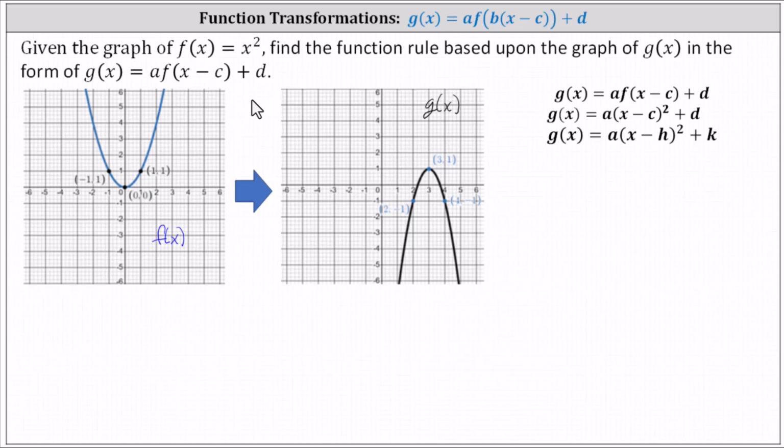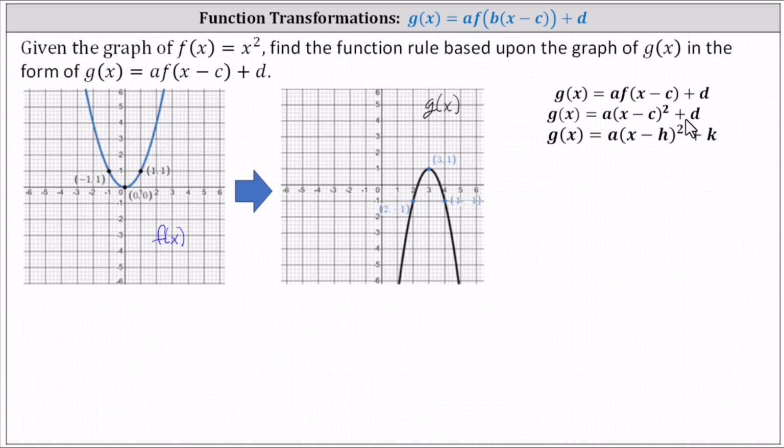Recall, if g of x is a transformation of f of x, we can write g of x in the form of a times f of the product of b and the quantity x minus c plus d, but because of the form given, we know b equals 1. And f of the quantity x minus c is equal to the square of x minus c, which indicates g of x will be in the form of g of x equals a times the square of x minus c plus d.